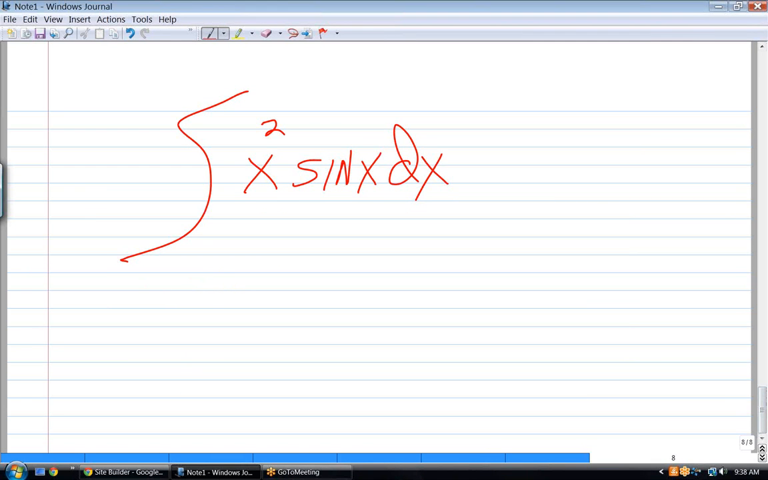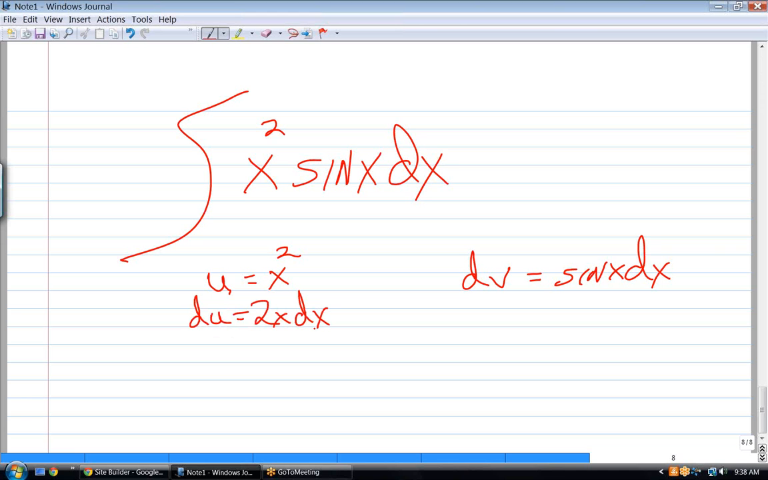Okay, so your x squared is going to be u. U is going to be x squared. Sine x dx is dv. Okay, next step. Du is 2x dx. And dv is negative cosine x. So v is negative cosine x. Okay. And now my master formula is this.